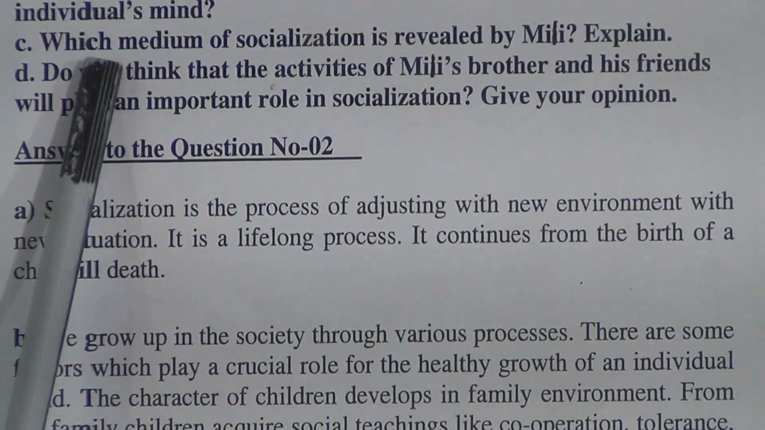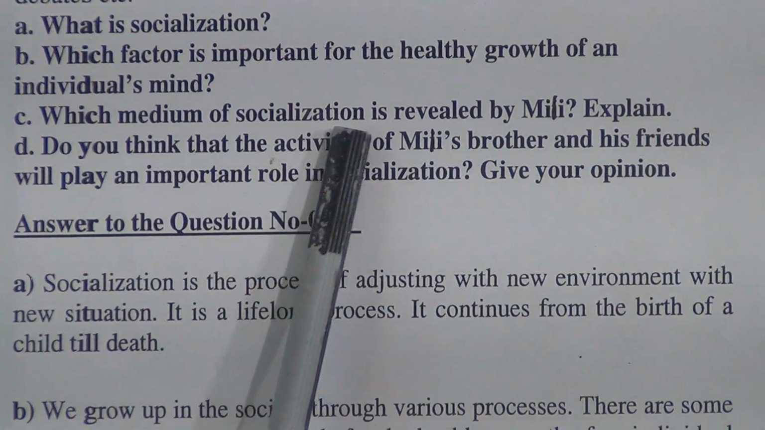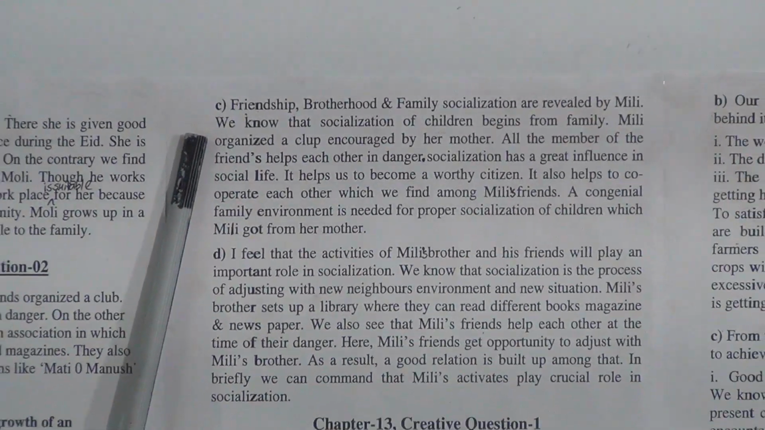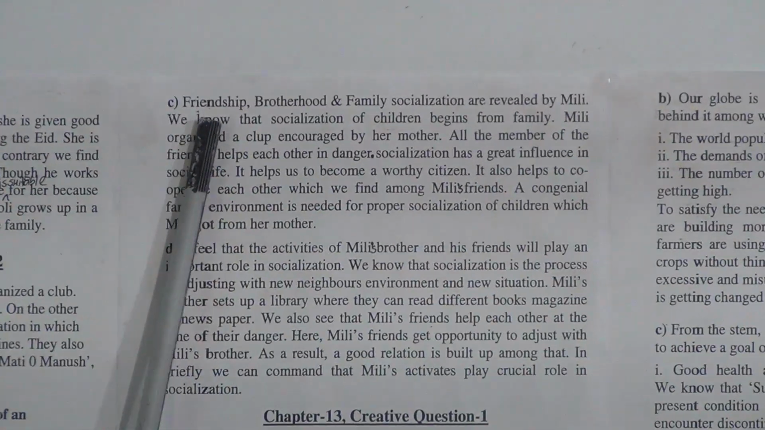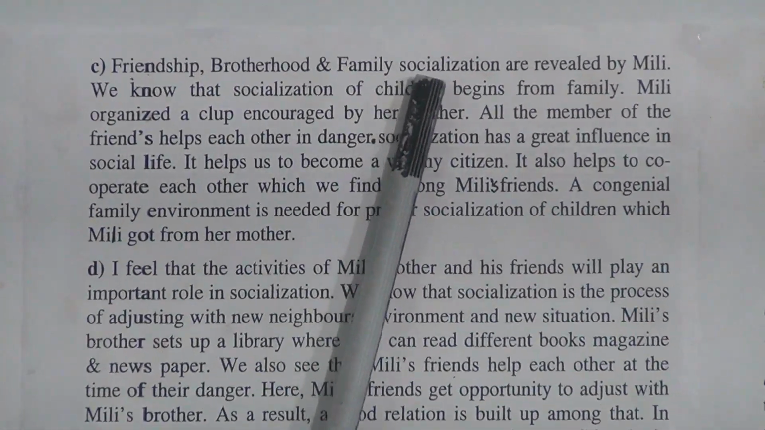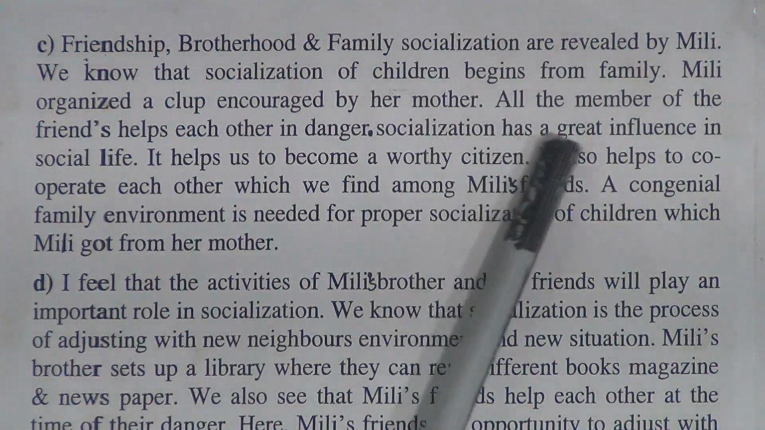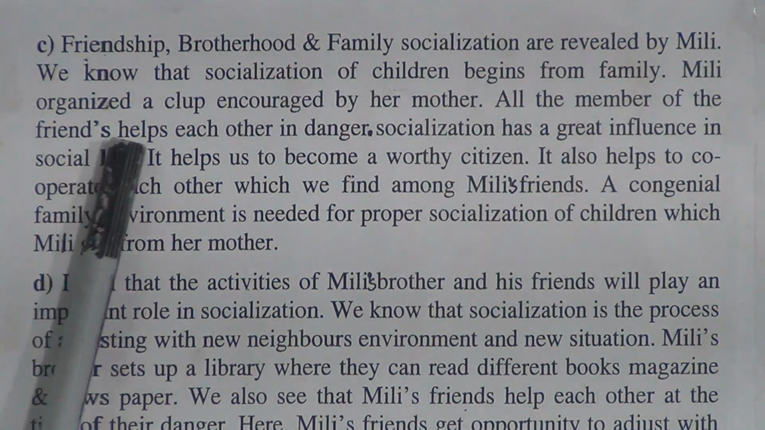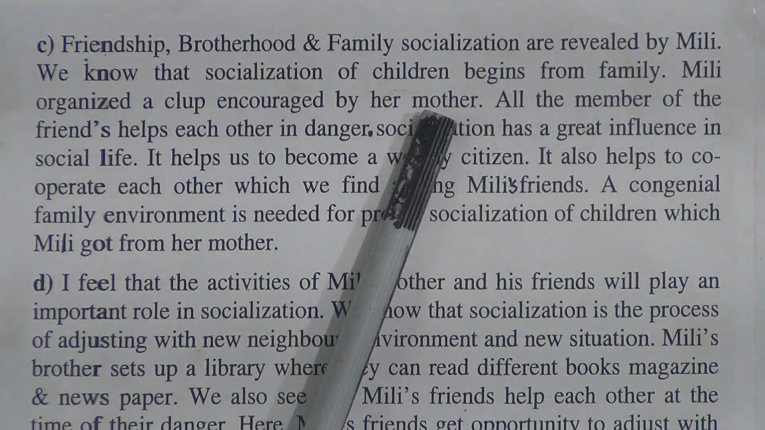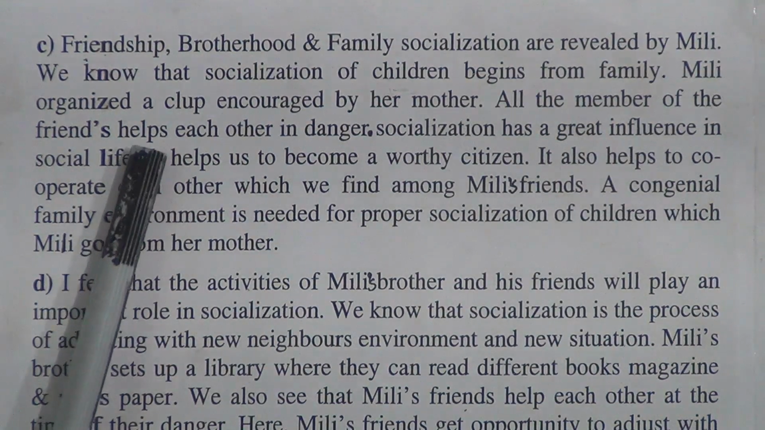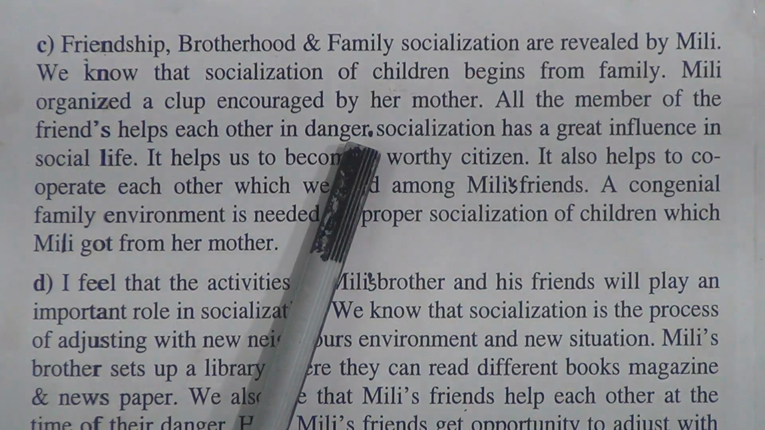Number C question is, which medium of socialization is revealed by media? Explain. So our answer is number C, friendship, brotherhood and family socializations are revealed by media. We know that socialization of children begins from family. Millie organized a club encouraged by her mother. All the members of the friends help each other in danger.